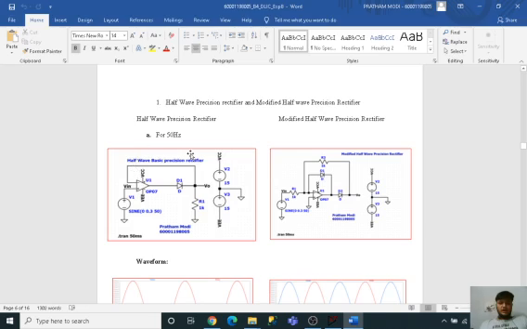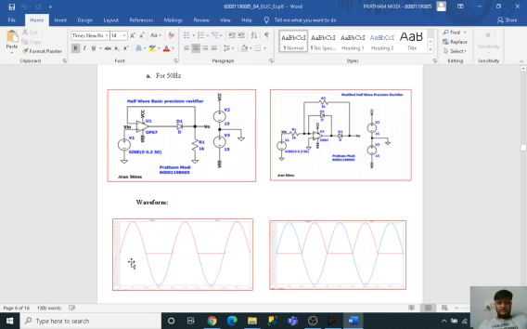Just have a look over here, a basic half wave precision rectifier designed for 50 Hz. Over here I have just used a single diode. What happens in this is that only the positive half of the input will be generated and observed at the output. There won't be any negative part generated at the output.